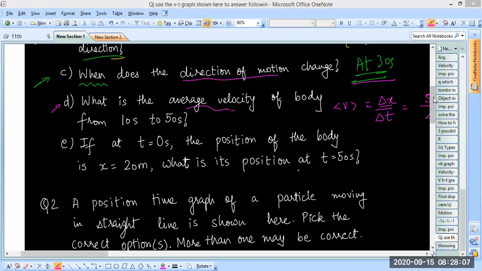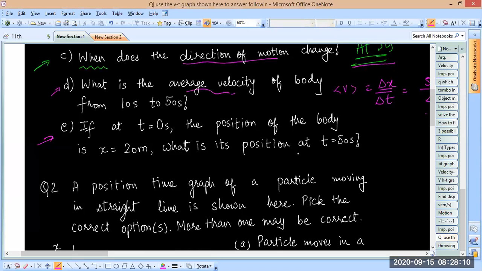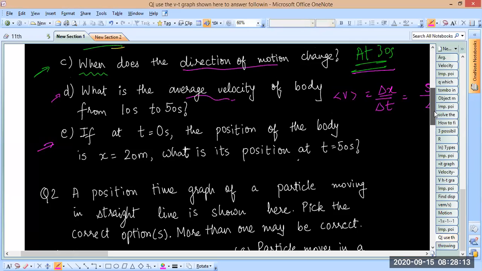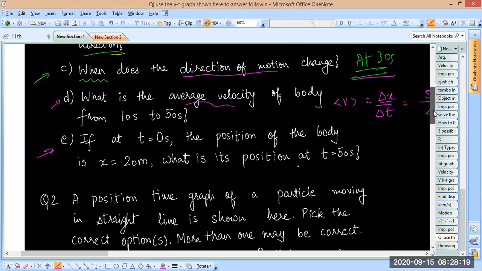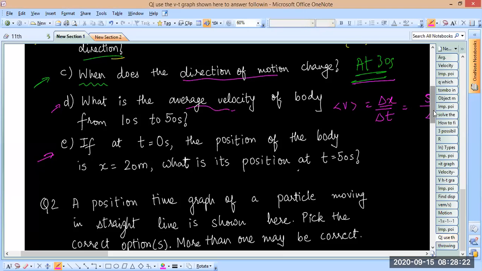Now, let's go to E. What's the answer of E, people? 1,000 meters. Yeah. 1,000. Are you sure, people? Okay. All right. Some of you are saying 100. Some of you are saying 30.